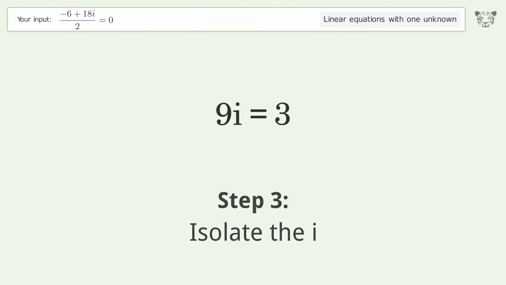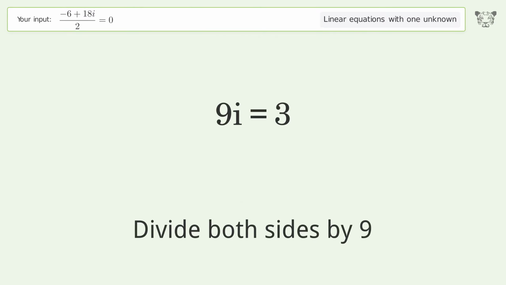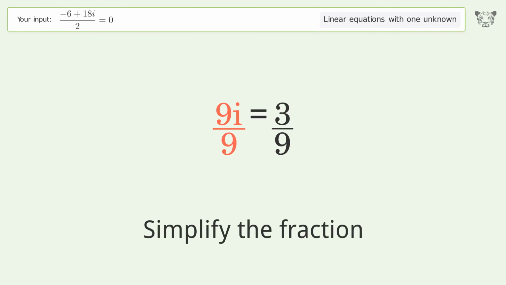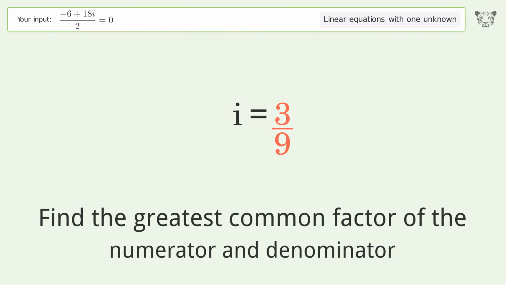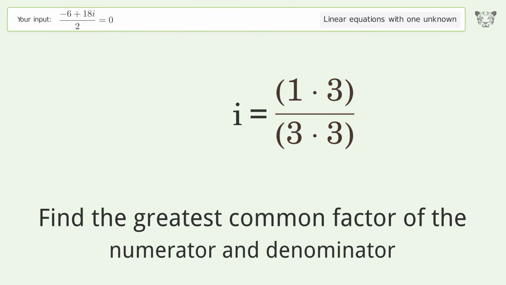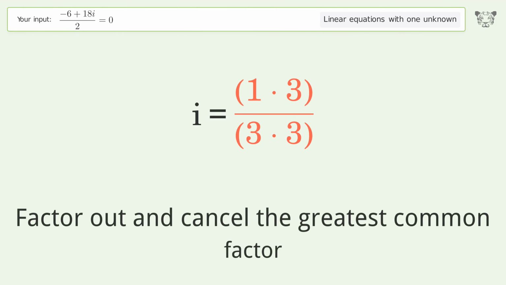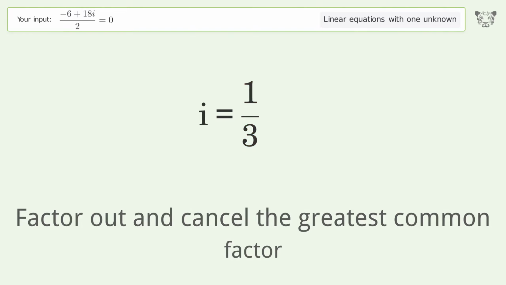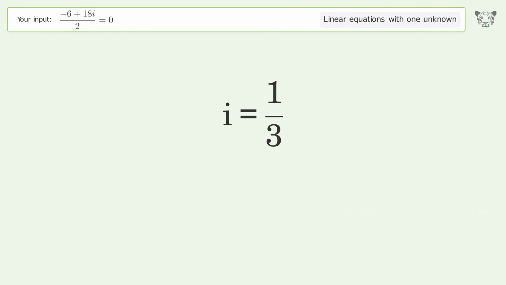Isolate the I. Divide both sides by 9. Simplify the fraction. Find the greatest common factor of the numerator and denominator. Factor out and cancel the greatest common factor. And so the final result is I equals 1 over 3.